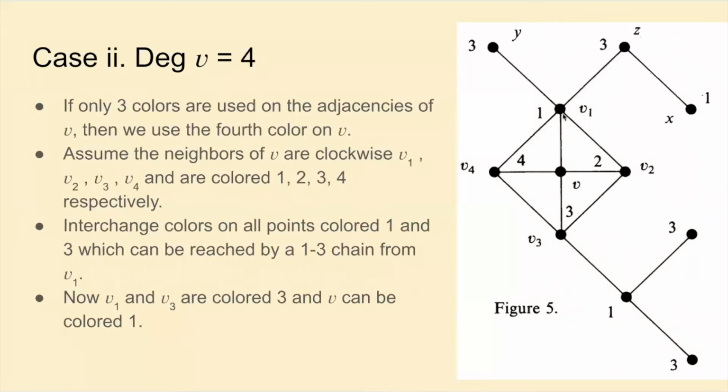In case 2, we have degree V equals 4. If only 3 colors are used on the adjacencies of V, then we use the fourth color on V. If not, assume the neighbors of V are clockwise V1, V2, V3, V4, and are colored 1, 2, 3, 4, respectively. Interchange colors on all points colored 1 and 3, which can be reached by a 1-3 chain from V1. Now we see that V1 and V3 are colored 3, and now V can be colored 1. This is also a contradiction.